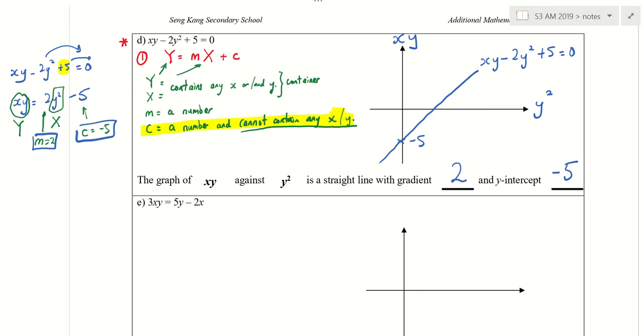So the xy is the big letter Y. The xy is a big letter Y. Yes.